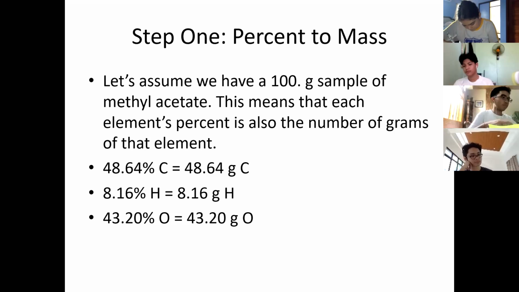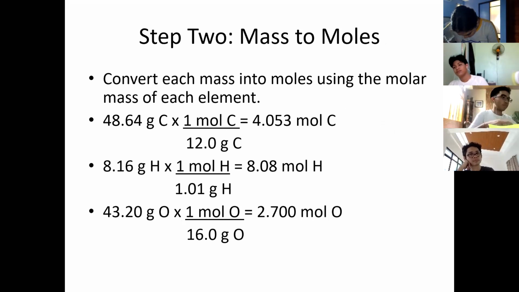So this is now the first step in finding the empirical and the molecular formula: percent to mass. Step number 2 is mass to mole. So from the given mass, let's convert it to moles. So mass to moles has the conversion.